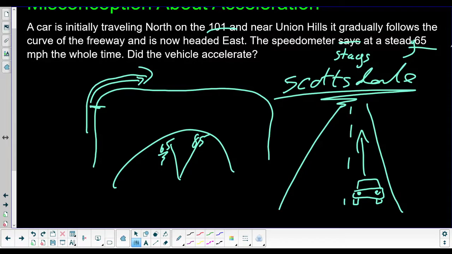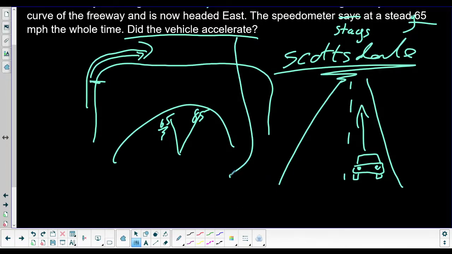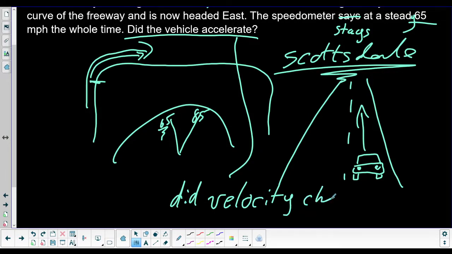The question is, did the vehicle accelerate? Now let's think about this. Acceleration is the rate of change of velocity. So the obvious question we should ask ourselves is, did we change velocity? That's the question we're really answering. Did our velocity change? If it did, then yes, we accelerated. If it didn't, then no acceleration happened.